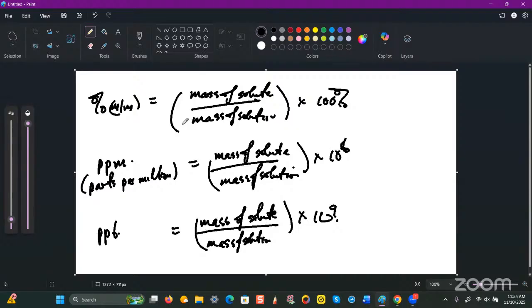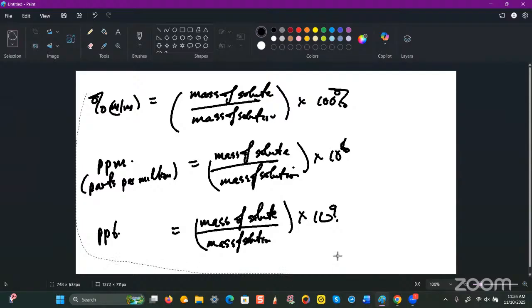The last two, parts per million and parts per billion, are usually used by environmental scientists, especially when they're dealing with, for example, heavy metal concentrations in aqueous environments like rivers and so on. Those are usually very small amounts, and therefore the appropriate units for expressing the concentrations in those instances would be parts per million and parts per billion, all right? Now let me clear this and talk about some other ways of expressing concentration.